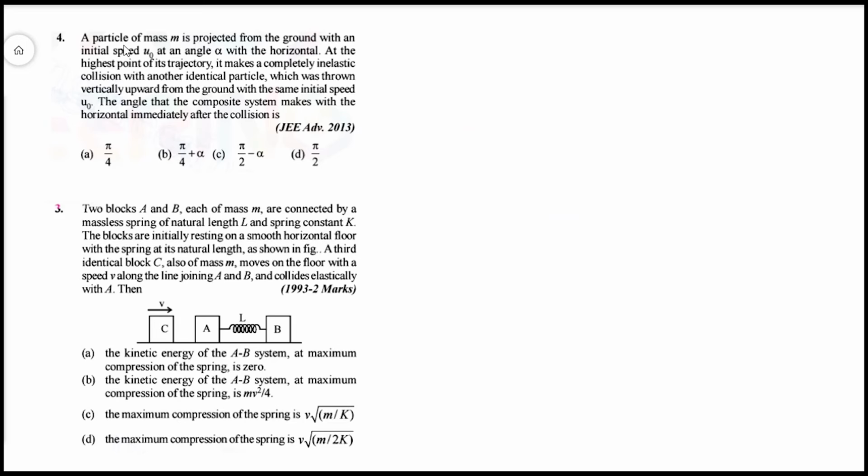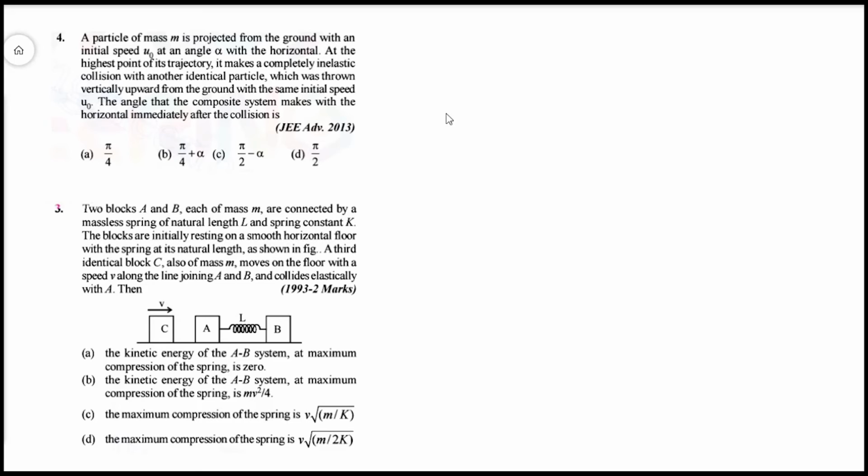Okay, so the next question says a particle of mass m is projected from the ground with an initial speed u naught at an angle of alpha with the horizontal. At the highest point of its trajectory, it makes a completely inelastic collision with another identical particle which was thrown vertically upward from the ground with the same initial speed u naught. Find the angle that the composite system makes with the horizontal immediately after the collision.